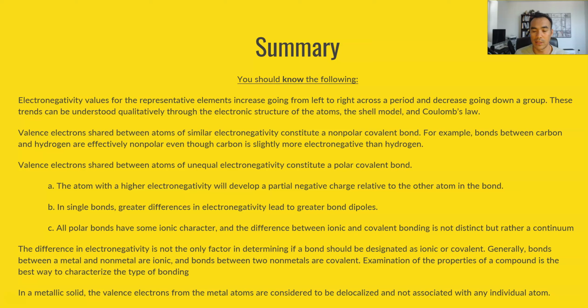We also talk about delocalized and localized electrons, and these are going to be in metal atoms where they tend to be delocalized, but they're more localized in covalent bonds and ionic bonds.